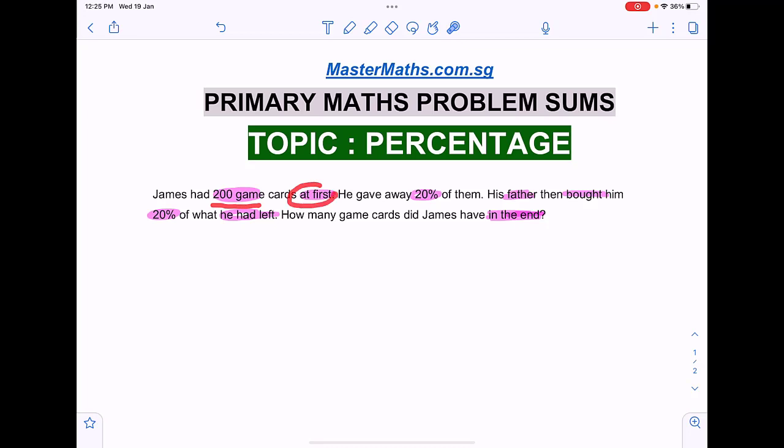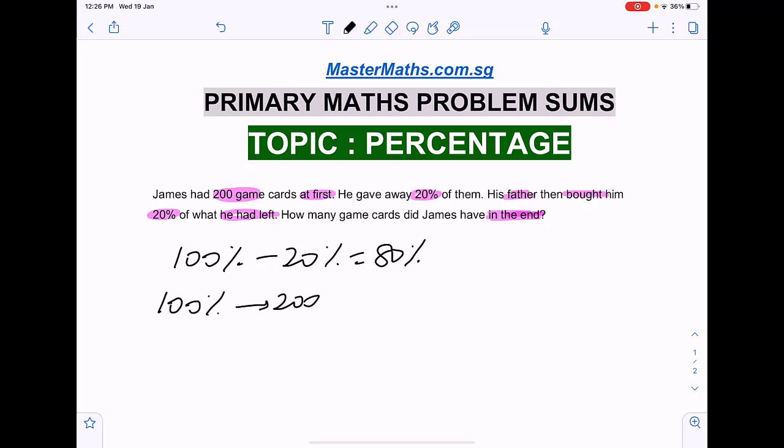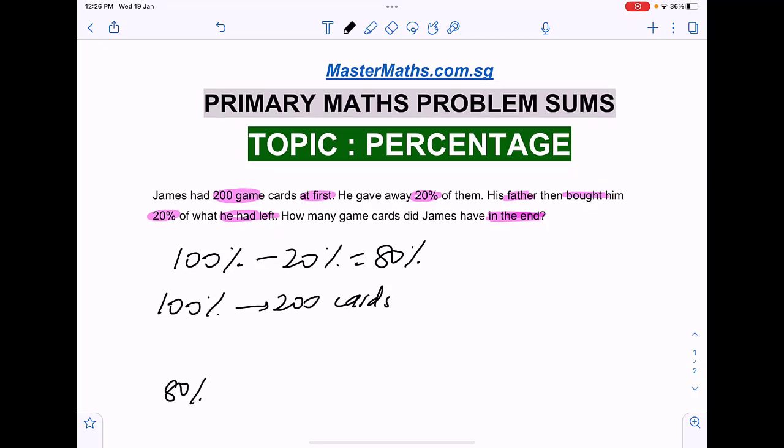200 game cards at first, he gave away 20%. So 100% minus 20%, he'll be left with 80% of the original. So the original 100% will represent 200 cards. And we need to know 80%, how many cards is that?